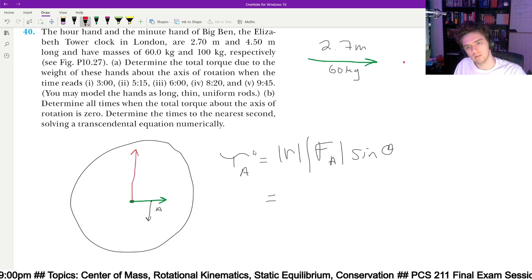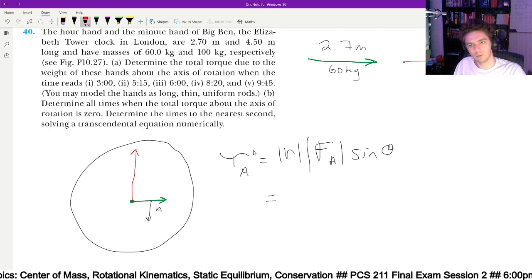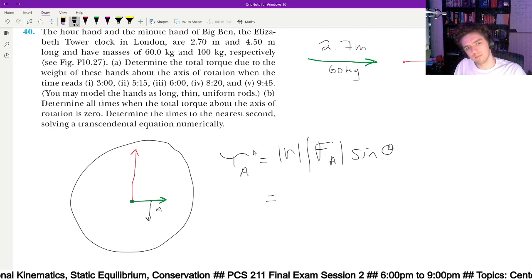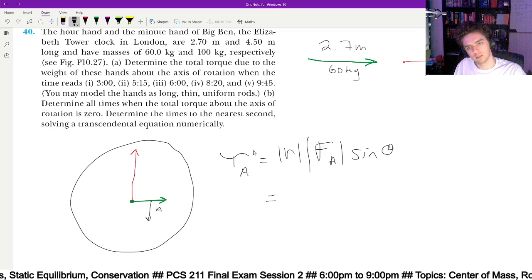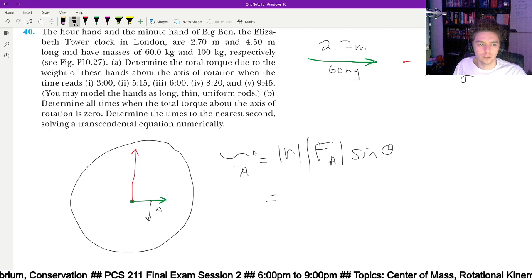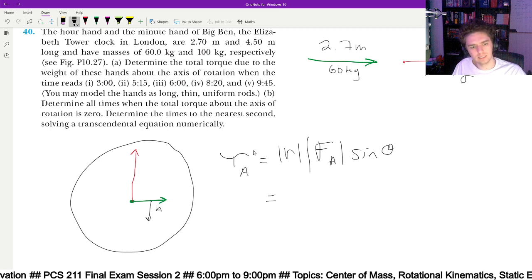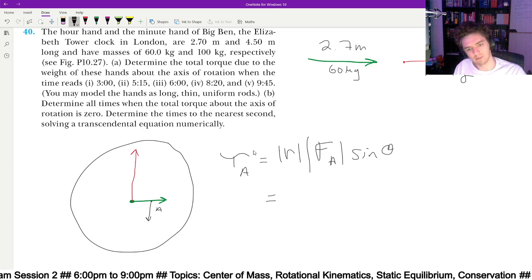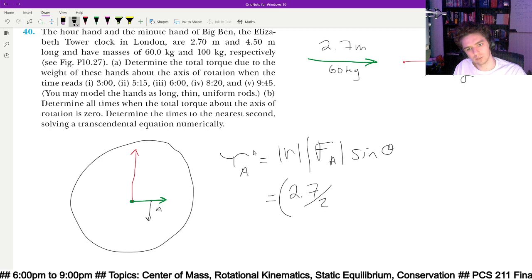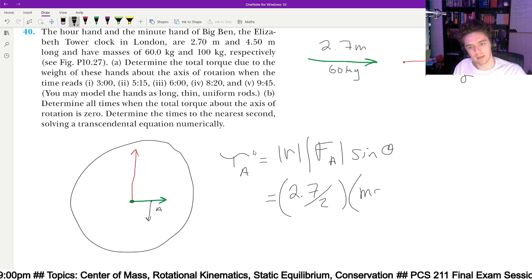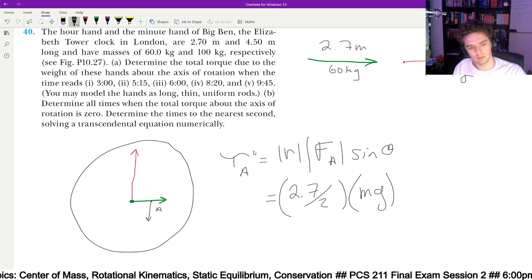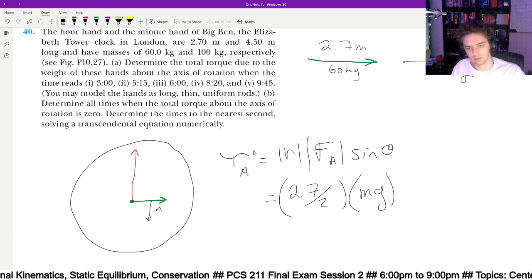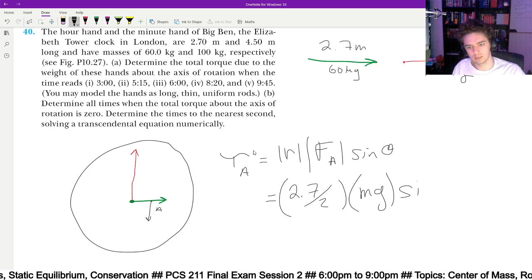The minute hand, I'll draw it in black, is 4.5 meters and weighs 100 kilograms. So the distance from the axle is going to be 1/2 its length, right? Because the center of gravity is halfway there. So it's going to be 2.7 over 2. The applied force is going to be mg, just going straight down. And sine of theta, I'll go right away and say sine of 90.